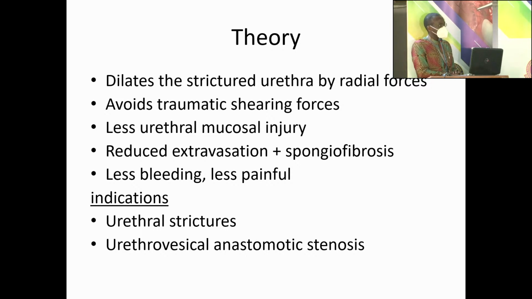And so what is the theory about dilating? Urethral balloon dilatation dilates the strictured urethra with a radial force. You avoid traumatic shearing forces, less mucosal injury, reduced extravasation and spongiofibrosis, less bleeding, and less pain, of course, perhaps less recurrence of stricture. It is indicated for short urethral strictures below 2 centimeters, and of course is a good tool for urethrovesical anastomotic stenosis or stricture following radical prostatectomy.